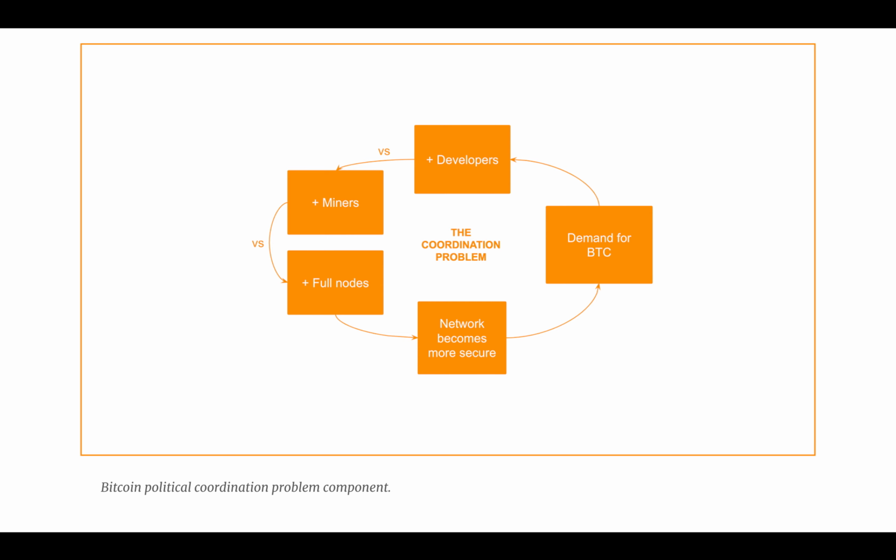The political coordination problem security mechanism is a complementary and adjacent virtuous circle that also has several components that reinforce each other. 1. Demand for BTC. As the proof-of-work virtuous circle makes the network more secure, Bitcoin becomes more valuable, therefore increasing demand.